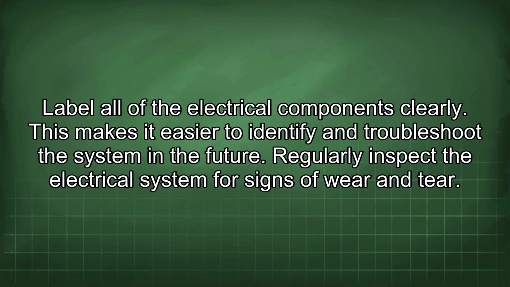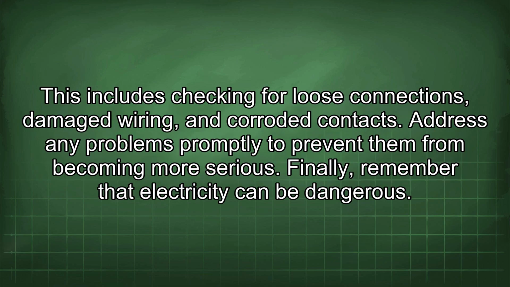Label all of the electrical components clearly. This makes it easier to identify and troubleshoot the system in the future. Regularly inspect the electrical system for signs of wear and tear. This includes checking for loose connections, damaged wiring, and corroded contacts. Address any problems promptly to prevent them from becoming more serious.